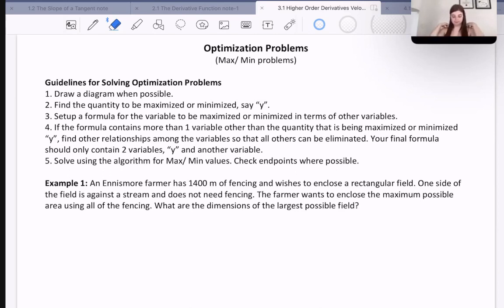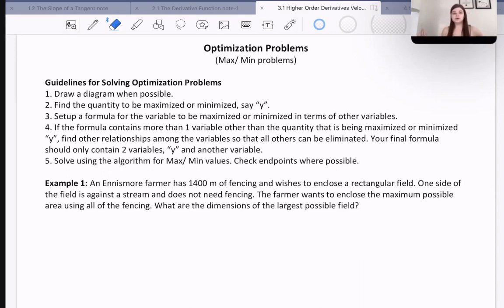We need to know. Then we need to set up a formula with the variable to be minimized or maximized in terms of just one other variable, because we're not doing multivariable calculus here, we're doing single variable calculus. So it needs to be in terms of just one other variable. If the formula contains one variable other than the quantity that's being maximized or minimized, find other relationships among the variables so that they can be eliminated. That way, our final formula will just contain two variables, which will be y, the quantity to be minimized or maximized, and the other variable.